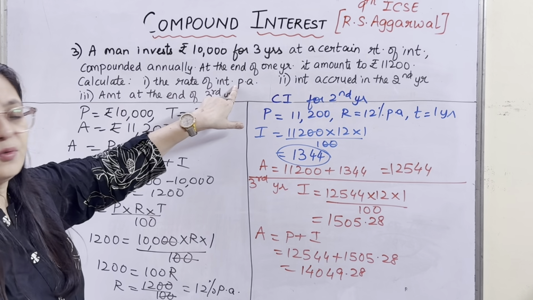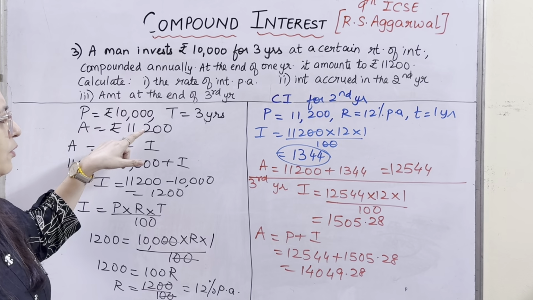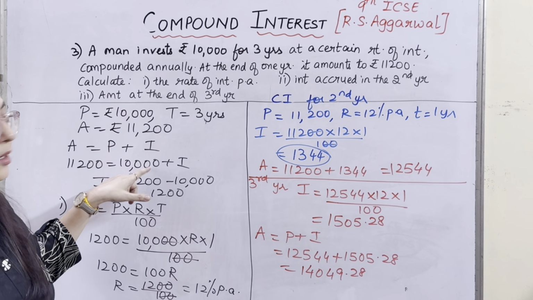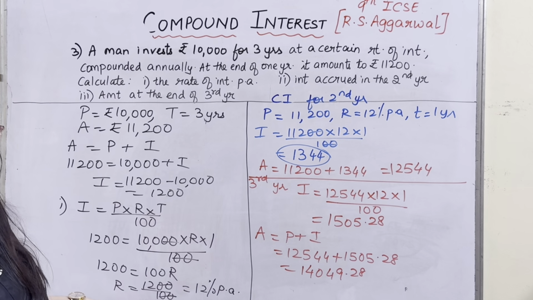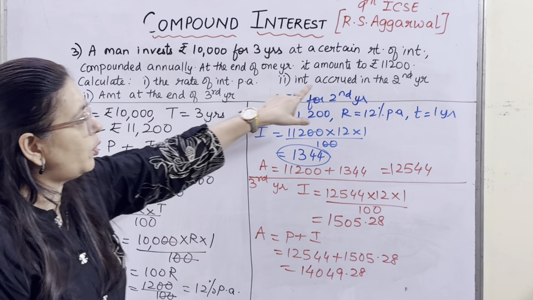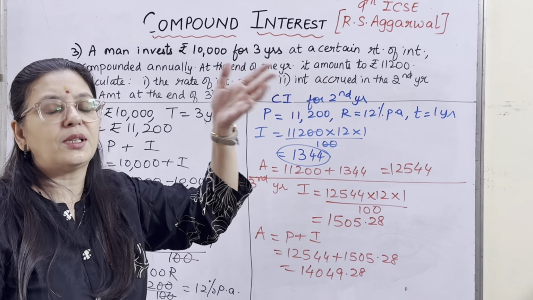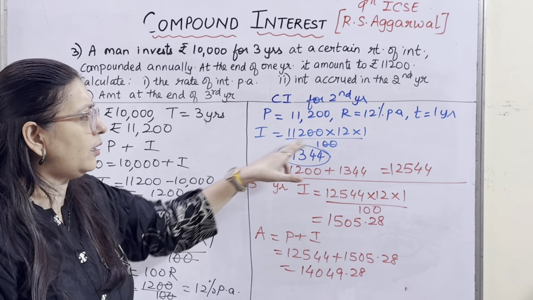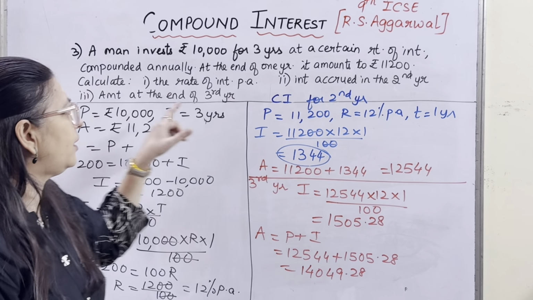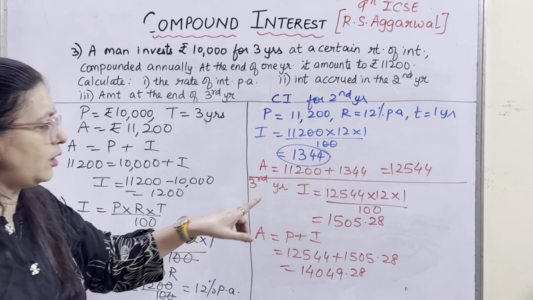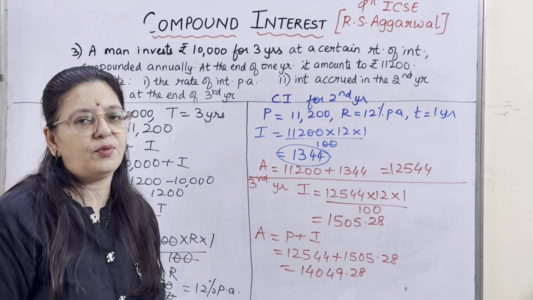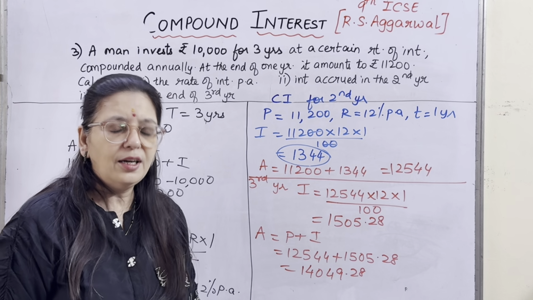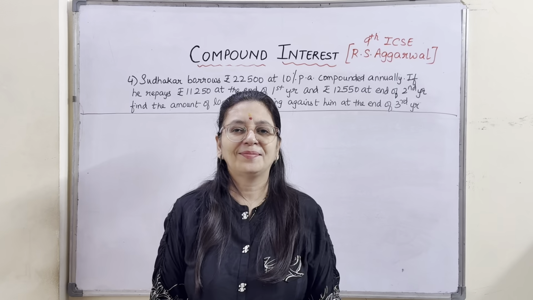What did I do? First, to find the rate, I know the difference between amount and principal would be the interest. So using the interest formula, I first found the rate. Then I wanted interest accrued in the second year, matlab what interest you are getting in the second year. So I found the interest for the second year. Amount at the end of the third year, taking the amount for the second year as the principal, I found the amount for the third year. Okay, is it clear? Come on, let's go to the next one.